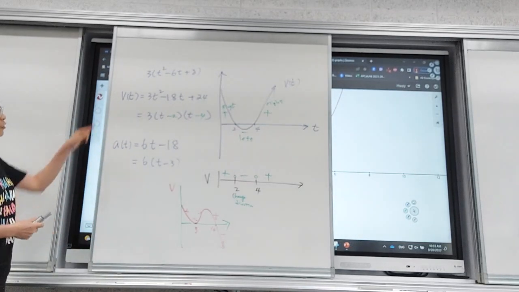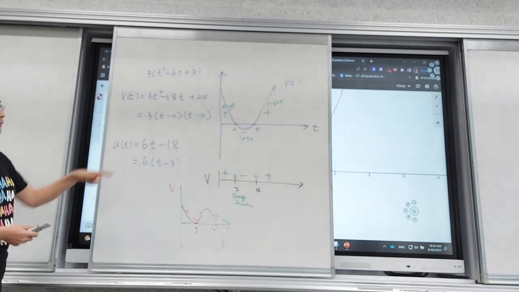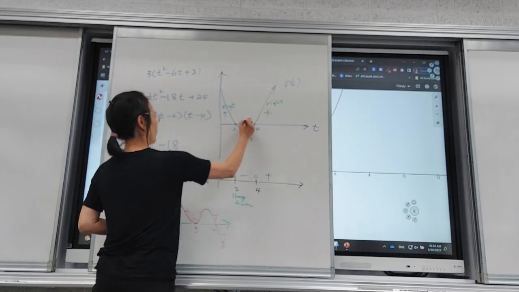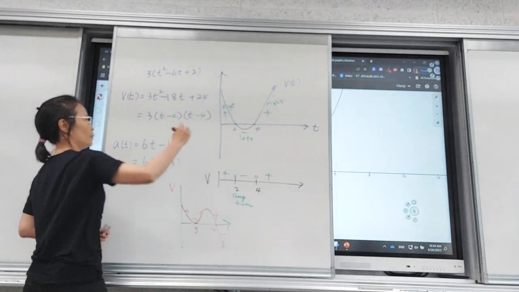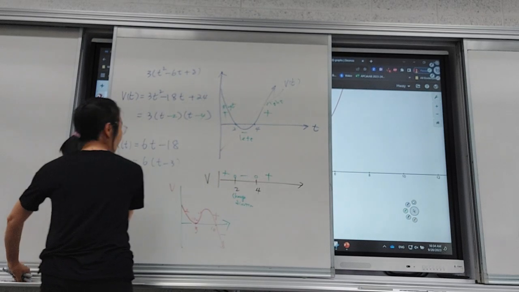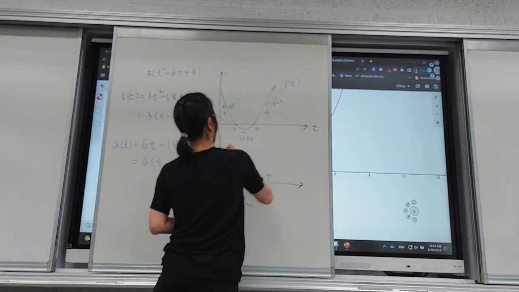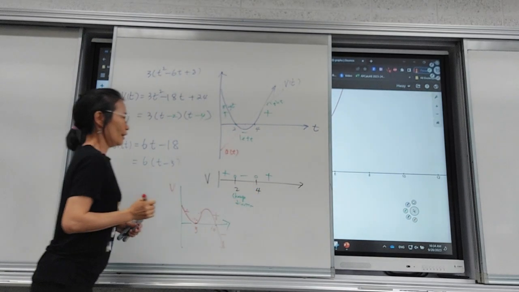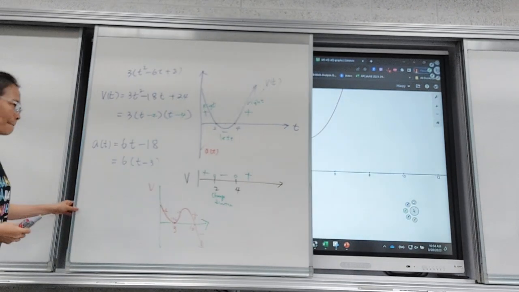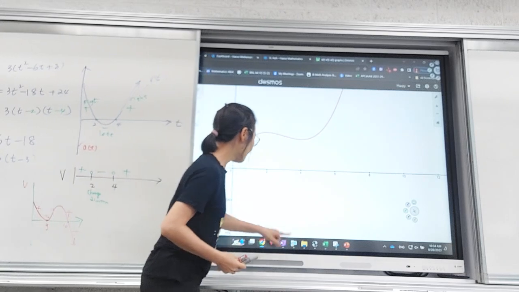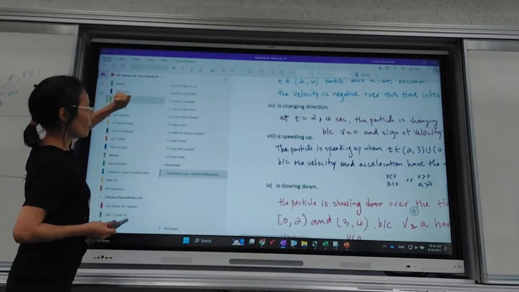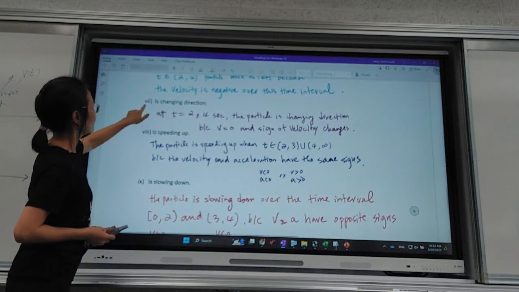Okay, now you differentiate to find acceleration, and also find the 0 at 3. And this is the positive slope, or something like that, right? This is the acceleration. Okay, so we can answer the questions from the sheets now. So I will post this for you, don't worry.